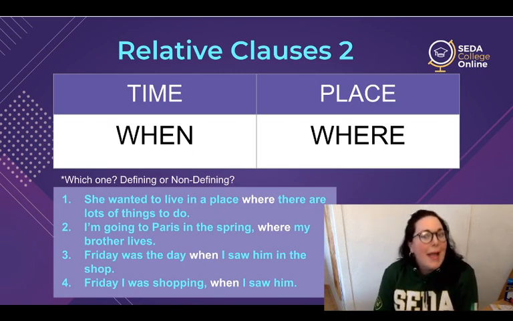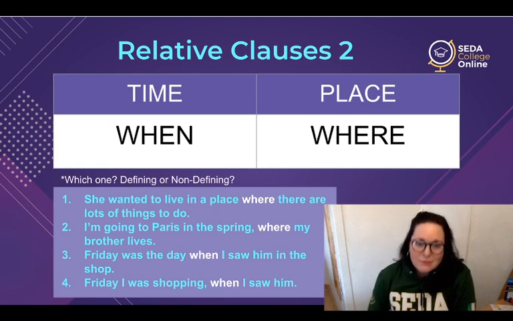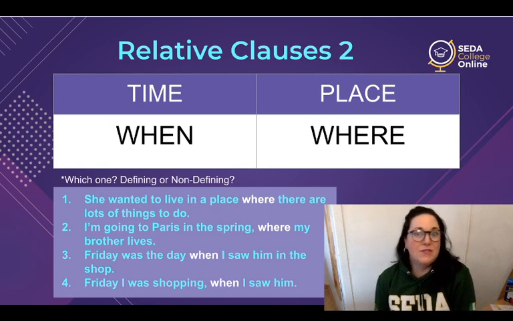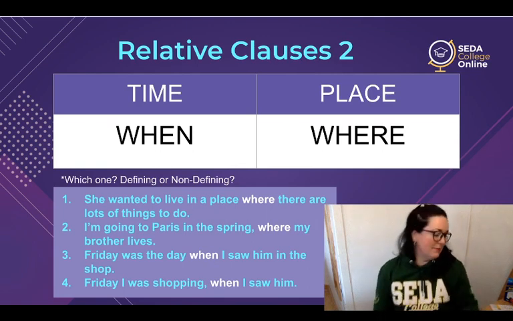Time, we use when. Place, we use where. She wanted to live in a place where there are lots of things to do. I'm going to Paris in the spring.